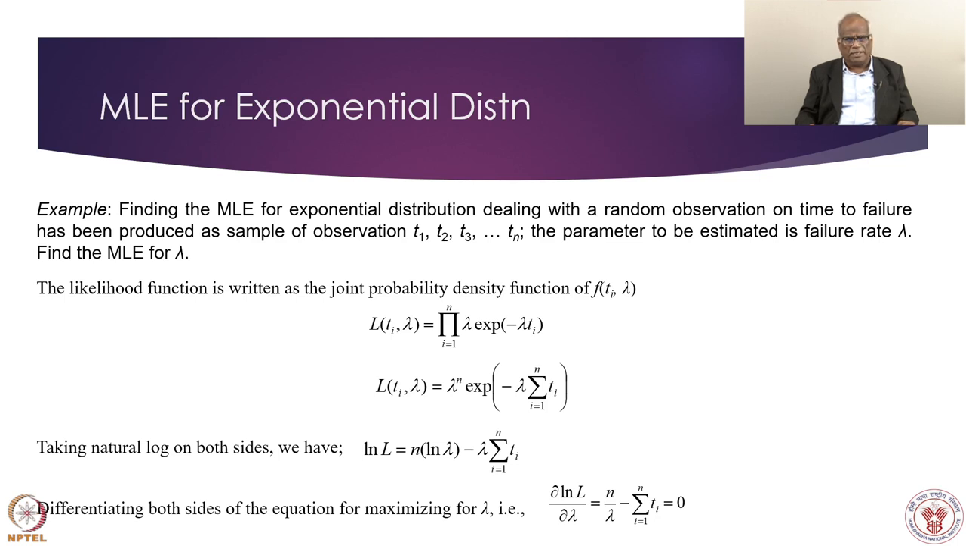Now, to solve further, if we take the natural log on both sides, we get ln L is equal to n ln lambda minus lambda times the summation of ti for i equal to 1 to n. Now if we differentiate both sides, we get del ln L with respect to del lambda equal to n upon lambda minus the summation of ti for i equal to 1 to n, and this is equal to 0. These are simple mathematics. It should be 0, and then only we will get the likelihood estimator.